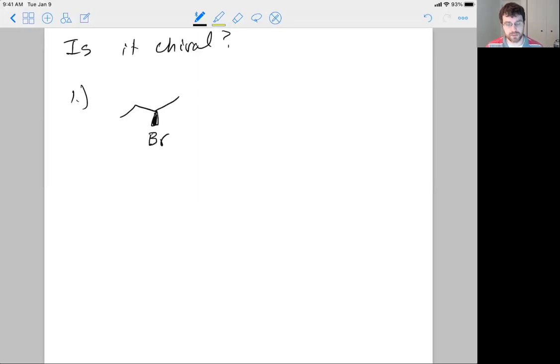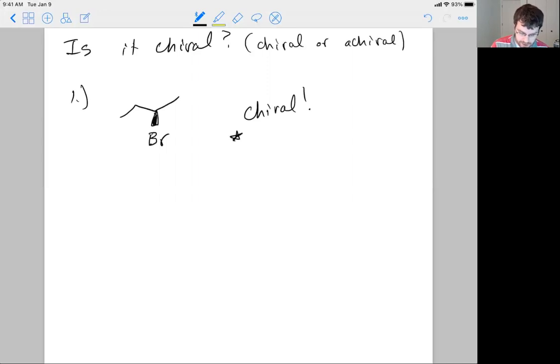So we have this first example, and we would say that this molecule is chiral. I'm going to put up here, chiral or achiral. So is it chiral? It is indeed chiral. Why? Because if we wanted to put a star next to a stereocenter, it would be at this carbon.